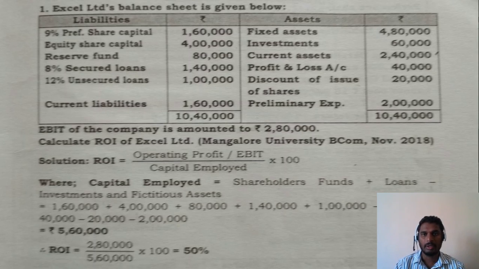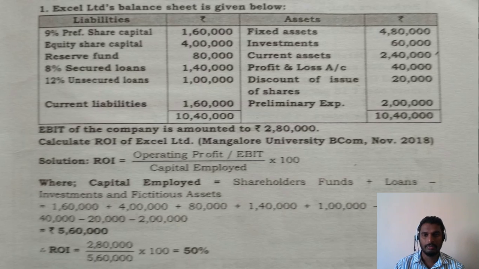So in this question, on the liability side, we have got total shareholders' funds, and on the asset side we have got assets and also some investments and fictitious assets that have to be deducted from the capital employed. Also the EBIT of the company is already given in the question, so we need not calculate EBIT or operating profit, that is sales minus variable cost minus fixed cost. We have to calculate just the capital employed.